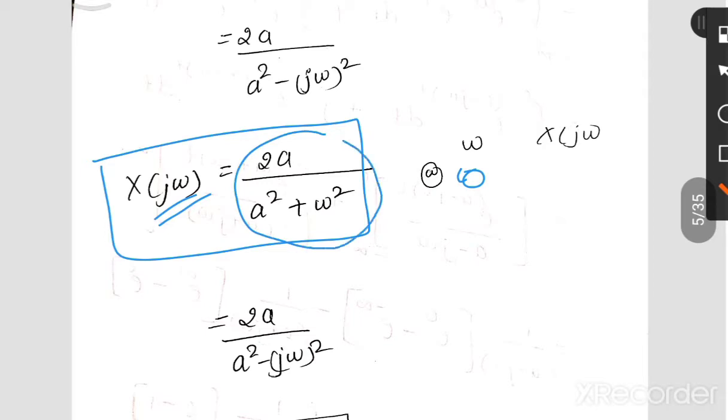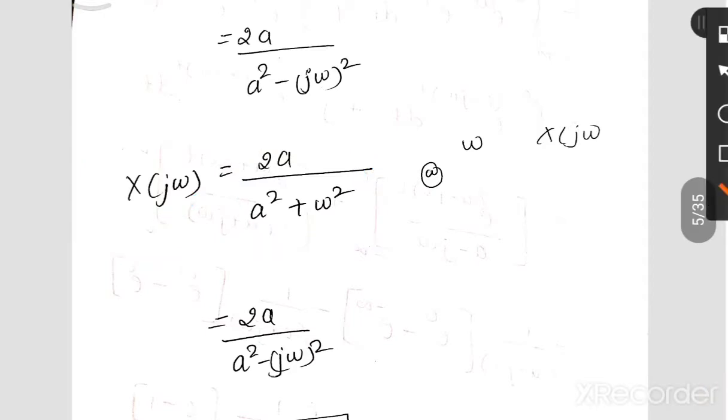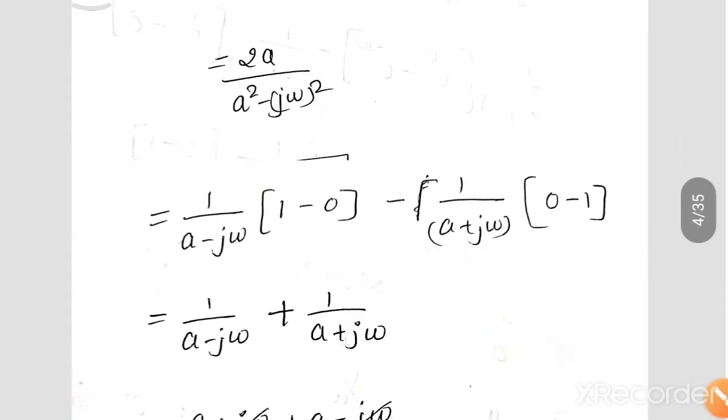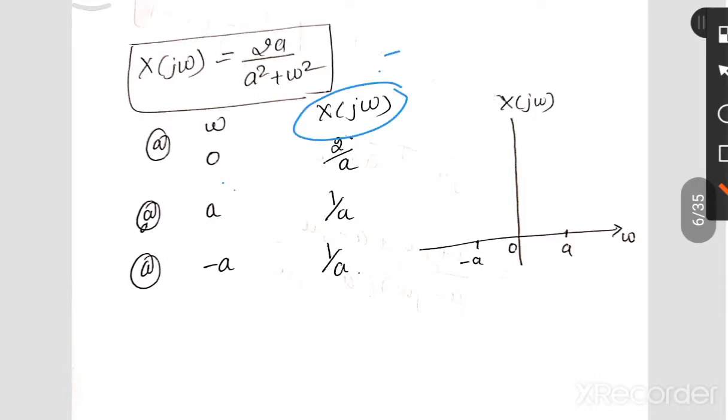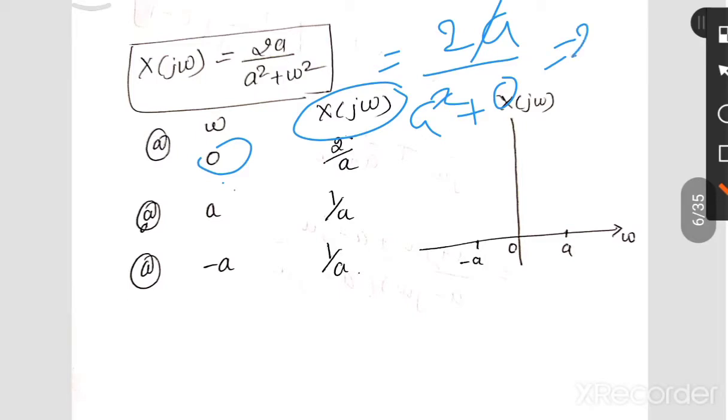Okay, in this expression we are going to substitute 2a divided by a square plus omega square is there. So in this place omega values go on changing. For first value we can substitute 0, and second value at omega equal to a we can substitute, and then minus a we can substitute. Then we can calculate the magnitude spectra of this. Now we'll see at omega equal to 0, what is the X of j omega? It is nothing but 2a divided by a square plus omega square with omega 0. So a gets cancelled, which is nothing but 2 by a.